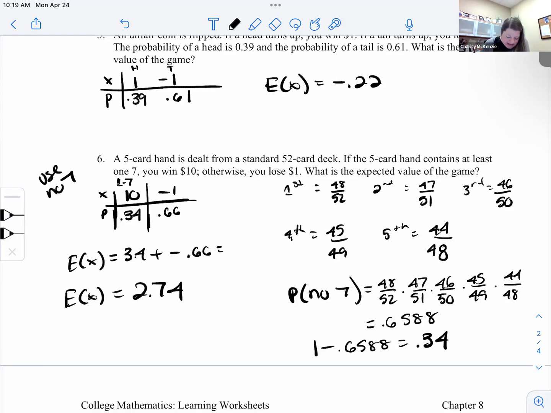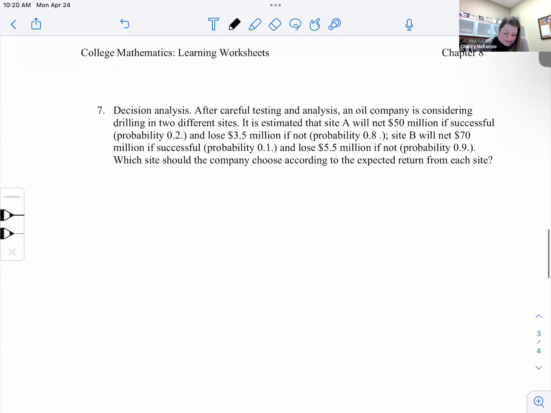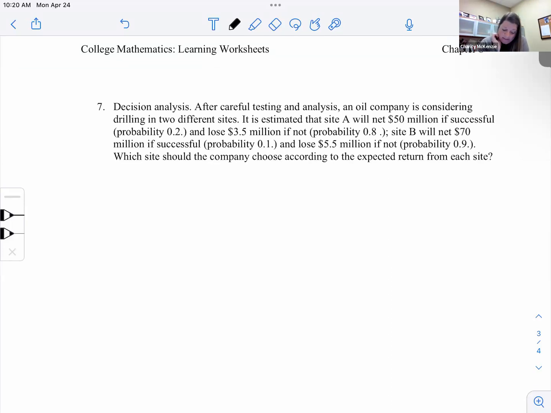All right. So the next question is for decision making. After careful testing and analysis, an oil company is considering drilling at two different sites. An oil company is considering drilling at two sites. It's estimated at site A, they will net 50 million if successful at a 0.2 probability and lose 3.5 million if not. Okay, so successful, not successful. Site B, it's 70 million at this probability.